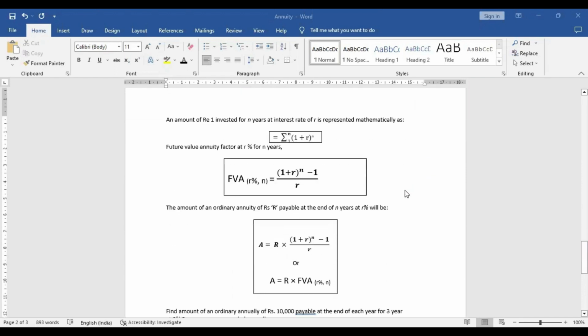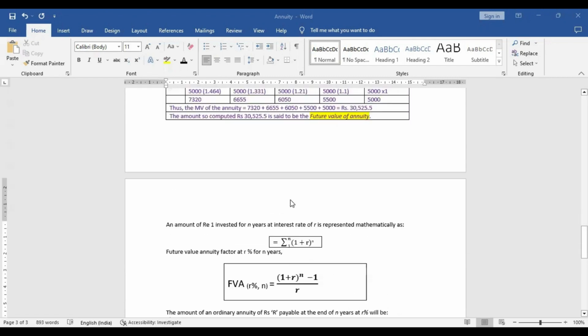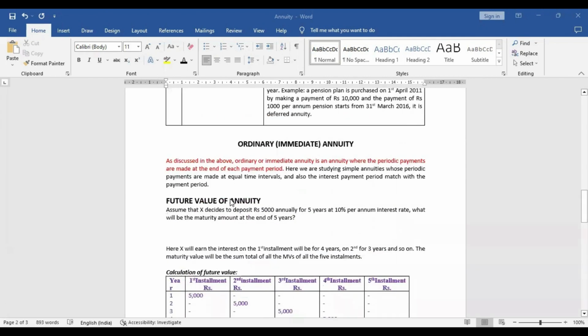So for that purpose, you can refer to the present value and annuity table because the standard values are given, or you can make use of your calculator and solve with the help of this equation, right? So in this way, we have discussed today the calculation of future value of annuity with respect to ordinary annuity itself, right? I hope it is clear to you.